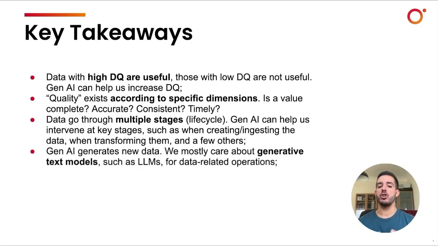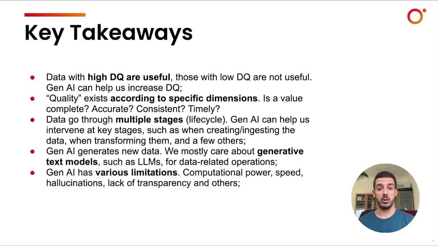Then, generative AI generates new data, right? We mostly care about generative text models in specific, such as LLMs, for data-related operations. And like discriminative models that draw conclusions based on data, generative AI models generate new data based on inference. Then, generative AI has various limitations, right? Computational power, speed and scalability, hallucinations and wrong estimations, lack of transparency, and others.